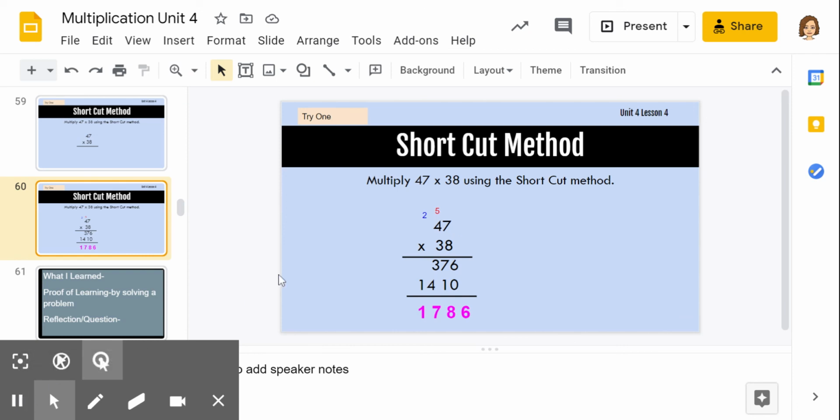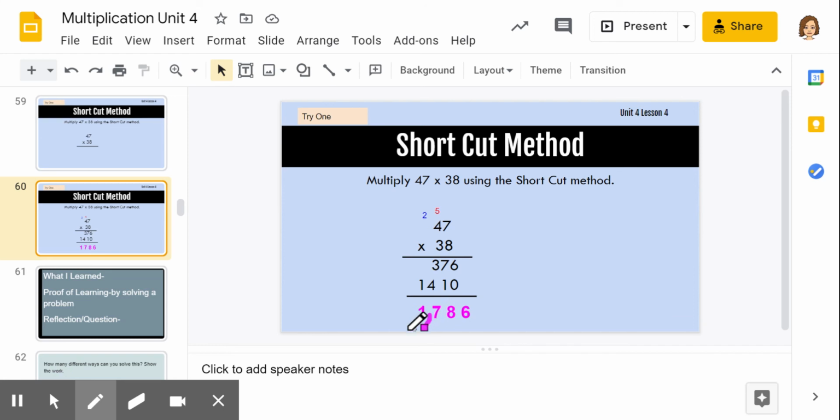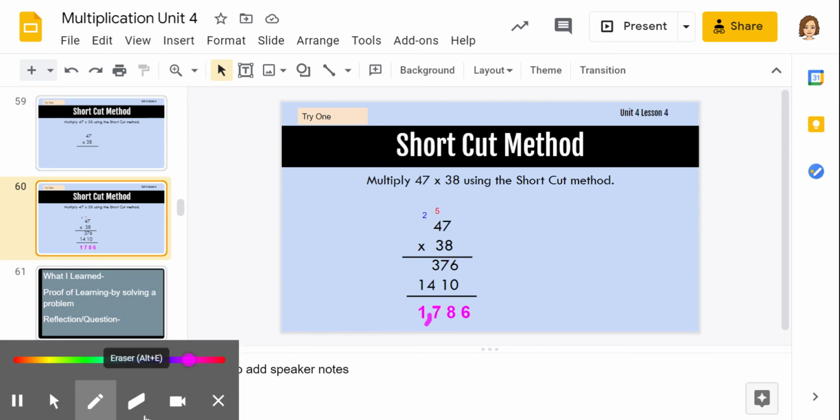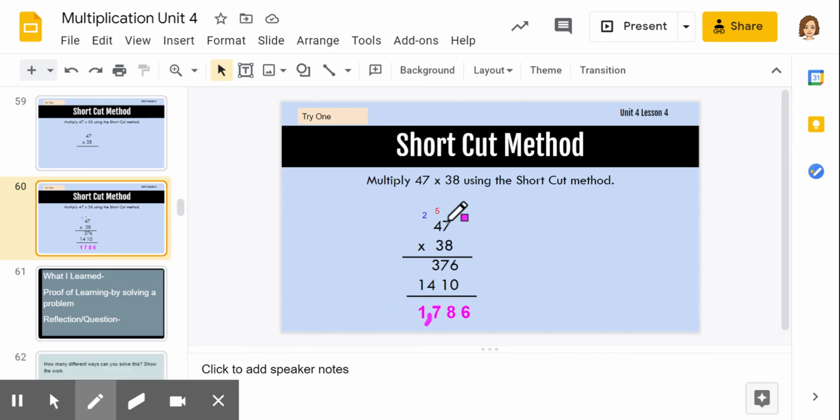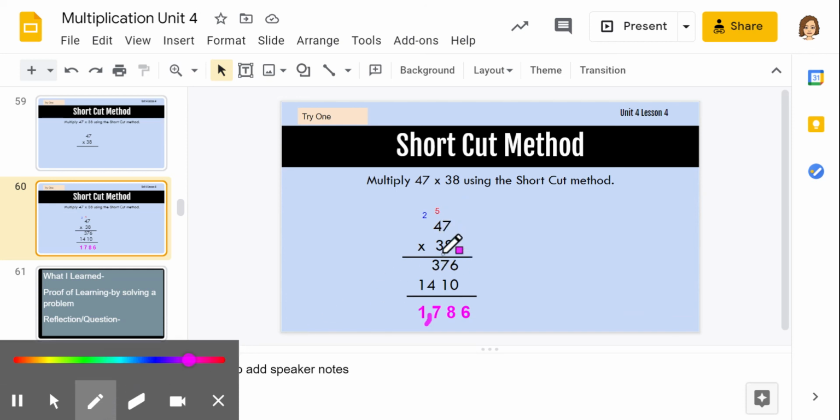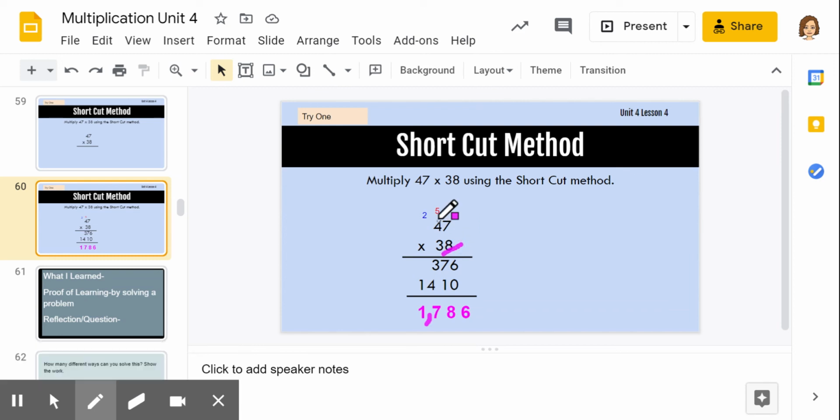Okay, so 47 times 38, I got 1,786 as an answer. And if you're having problems, let me walk you through it. So the first thing I did, 7 times 8 is 56, put my 6 down, carry my 5. 8 times 4 is 32, plus my 5 is 37, okay? So I'm done with that 8, cross it off. I'm done with the 5, cross it off, and I put a 0 in my ones place.